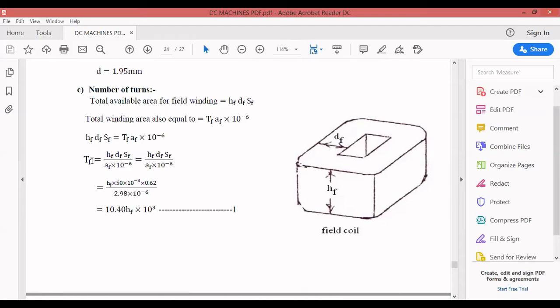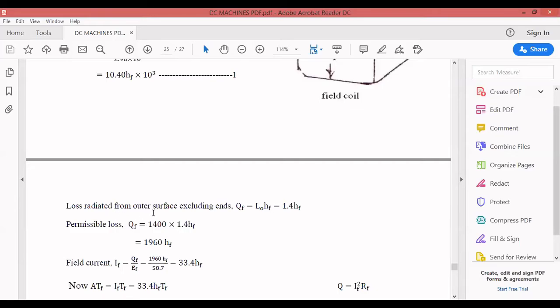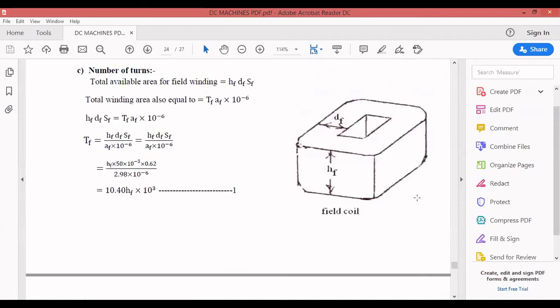Because if you want to calculate the number of turns, we don't know HF. Try to calculate HF now. That is equation 1. Now, the loss radiated from the outer surface, excluding the ends. Just concentrate here. How many surfaces do you have? The outer surface excluding the ends. These are the outer surfaces. This is the length of mean turn of the outer turn. This will be the inner turn, and this is the outer turn.